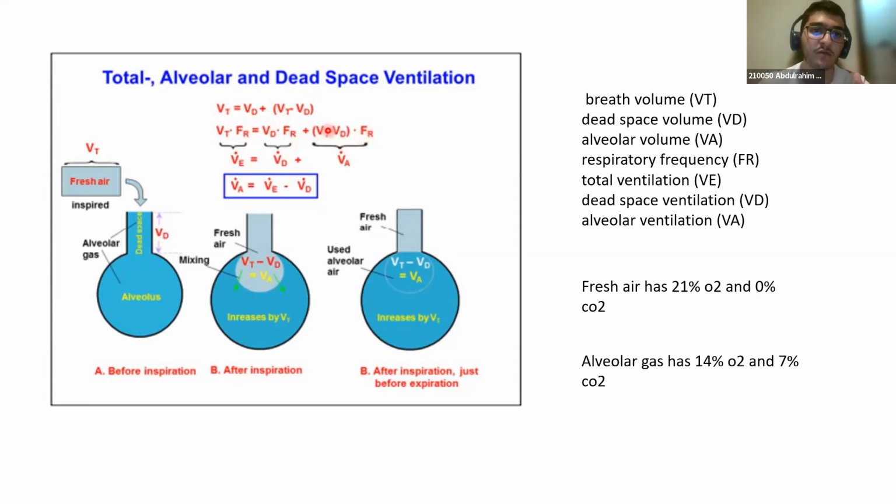As you can see here, we've multiplied both sides with frequency. As a result, we have ventilation. The total ventilation is equal to the ventilation in the dead space plus the ventilation in the alveoli. And the alveolar ventilation, we have moved this one to the other side. So mainly ventilation depends on two things, the frequency and the volume.